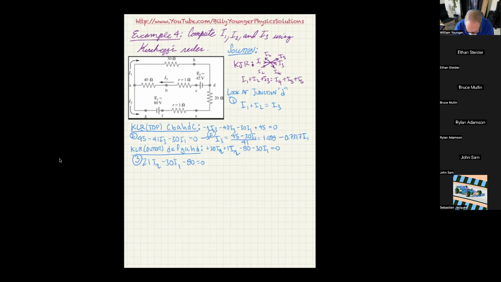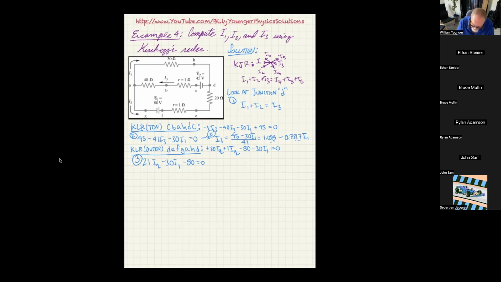Now, in reality, all of these really only have, I'm going to pretend like everything's 2 sig figs. So 45 divided by 41 should only give you 2 sig figs. And 30 divided by 41 should only give you 2 sig figs as well.